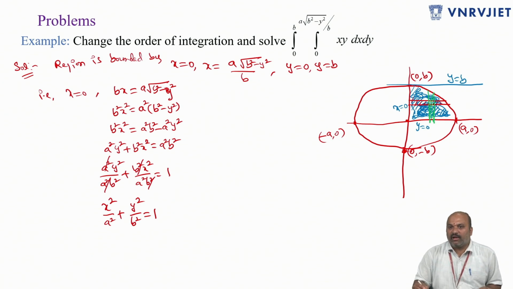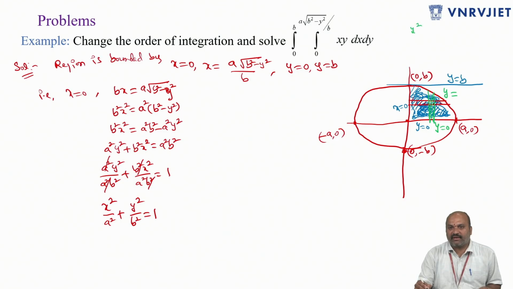Therefore, the lower end of the strip is moving on y equals 0, and the upper end of the strip is moving on the ellipse. So the ellipse is x square by a square plus y square by b square equals 1. Express this as y in terms of x. Bring x square by a square to the other side. I'm writing it here.